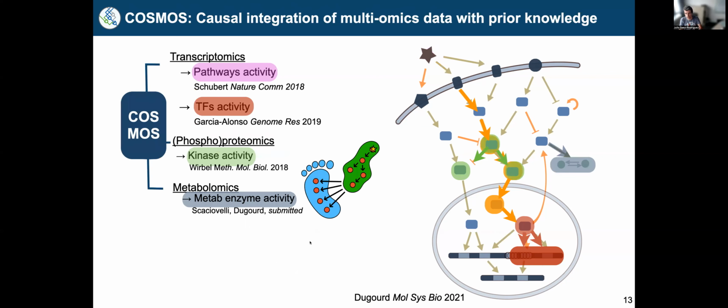More recently, we have expanded this idea of causal paths to multi-omics. This is a tool called COSMOS that allows a causal integration of multi-omic data with prior knowledge. The idea is that you will have kinase and transcription factor activities and metabolites, and try to find links in large networks and combine them.